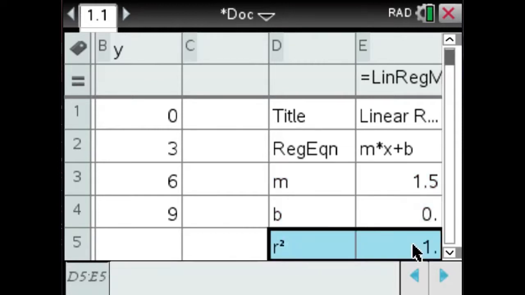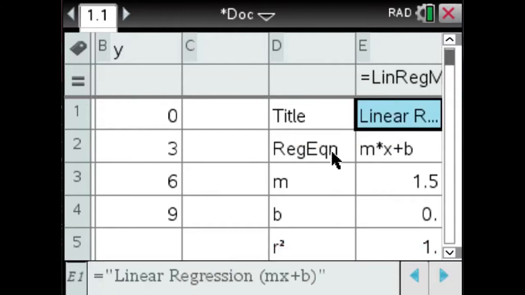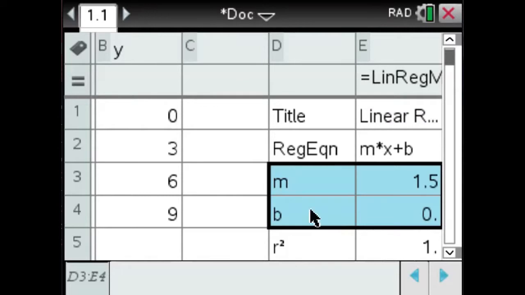But only after you check and make sure that r squared is equal to 1. Also, don't forget that step. If r squared is not equal to 1, that means this is not a linear function and we need to try something else. But on this one, r squared is equal to 1, so that's how you write your equation.